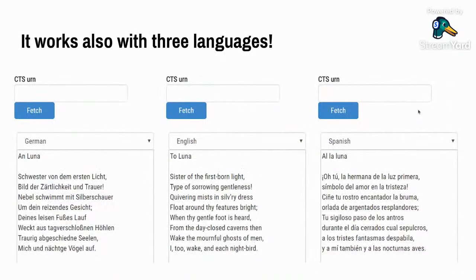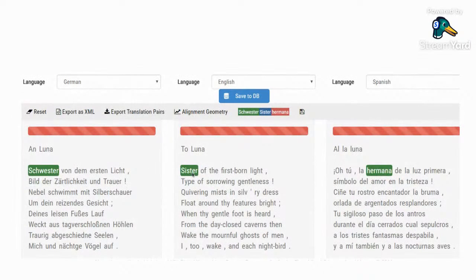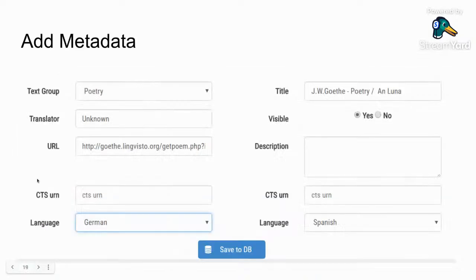Ogaret also is not restricted to only two languages. You can also work on three-language alignment. As in this example, we have German, English, and Spanish. It's the same strategy. You start selecting the word in the first text, then in the second text, and then the third text, and then click on Save, or you just click again on the first paragraph. Then you have to provide some metadata about the text you are aligning.